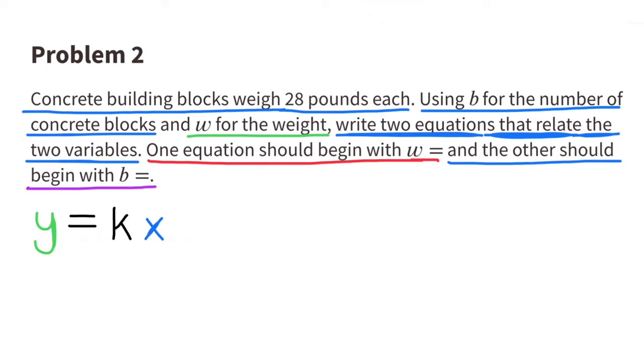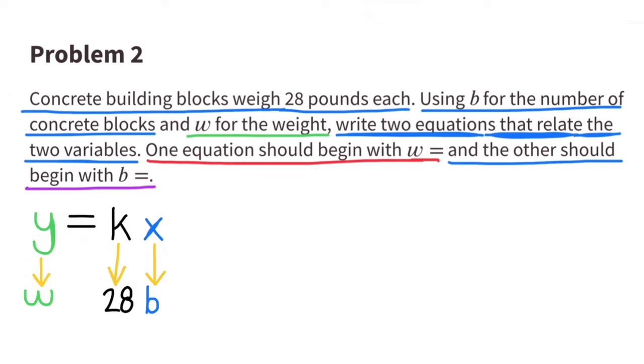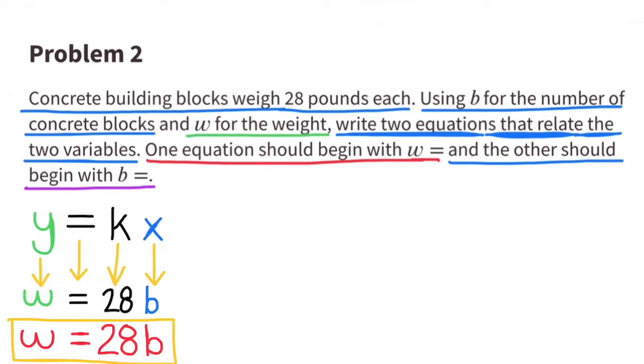I'm going to use the equation y equals kx to help me get started. The k, in this case, is 28 for 28 pounds. The y in this case is represented by the W for the total weight of all the blocks. And the x is represented by a B for the number of concrete blocks. So W equals 28B, or W equals 28 times B.